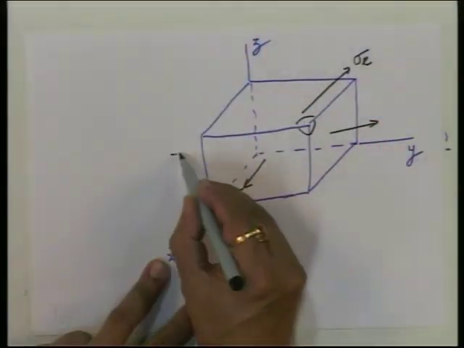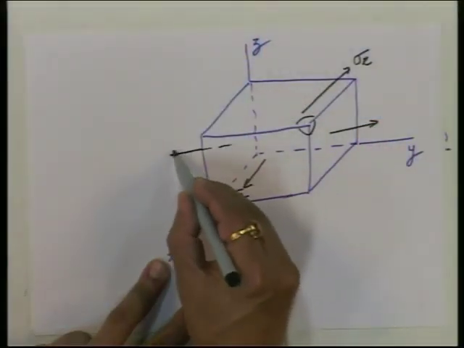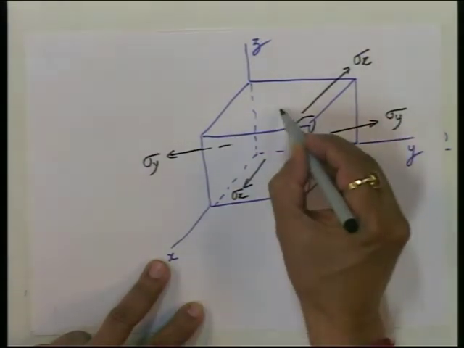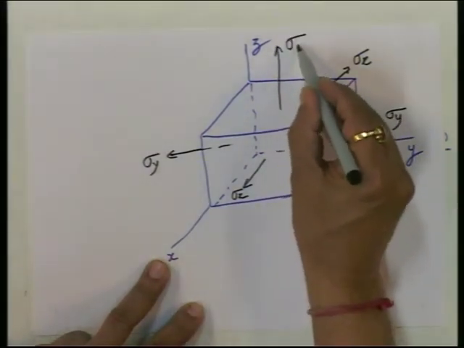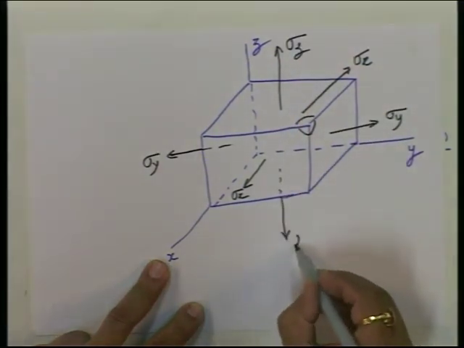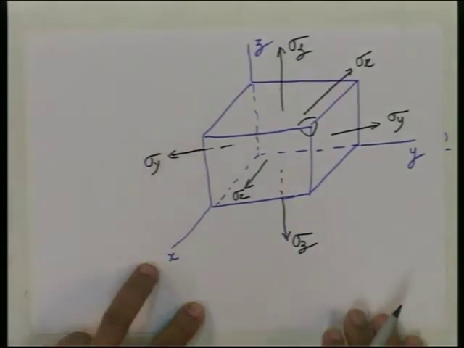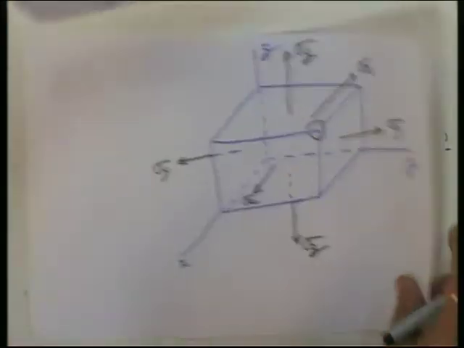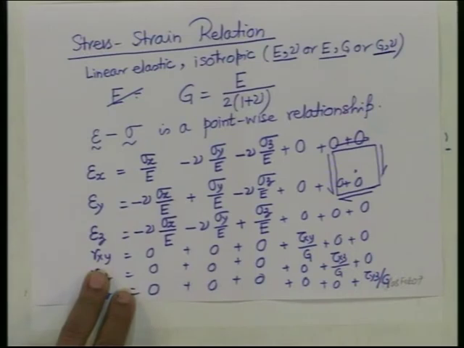That is how we have superposed. Similarly, you apply sigma y and superpose on this, then superpose on this sigma z. So this is the story of normal stresses on a cube. That is explained here: first column, second column, third column.